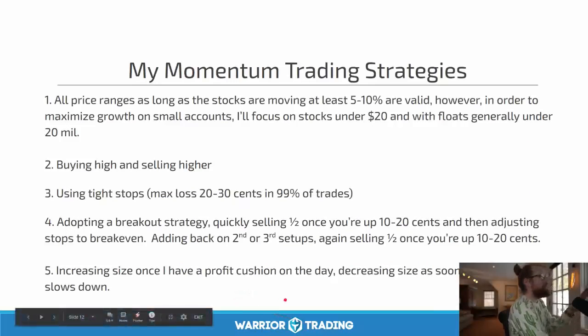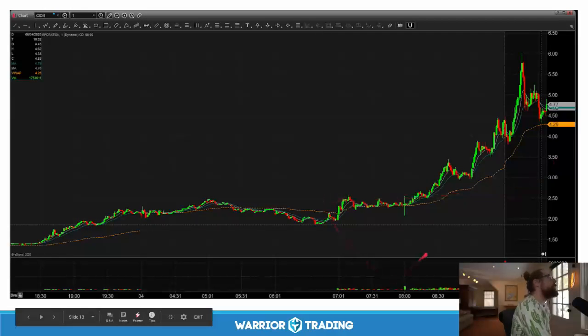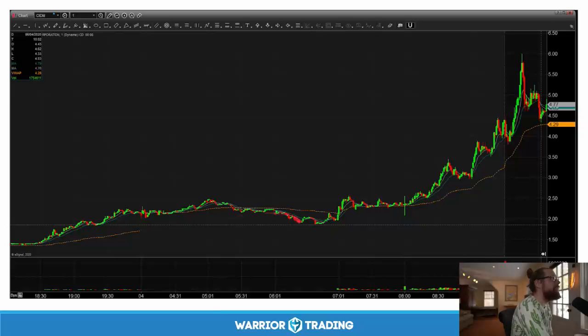Okay, so increase size once I have a profit cushion, that was number 5, and then sizing down as the day goes on. All right, so here's a great example of momentum. This is a stock that I certainly traded and would be excited to trade anytime I see a setup like this. Stock goes from about $2 a share up to $6, 300% in one day, right? We'll take that. We'll take that any day of the week.